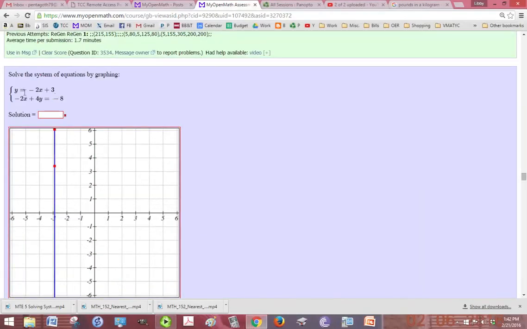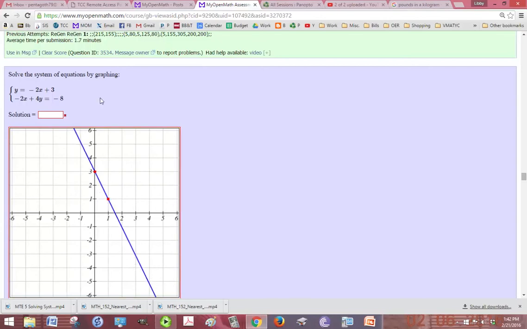All right, so we want to graph this system of equations and find the solution for it. So the first one has y equals negative 2x plus 3. So to graph that, we would go to the y-intercept, which is 3. And we're going to go down 2 to the right 1 because the slope is negative 2. And we have that first line.